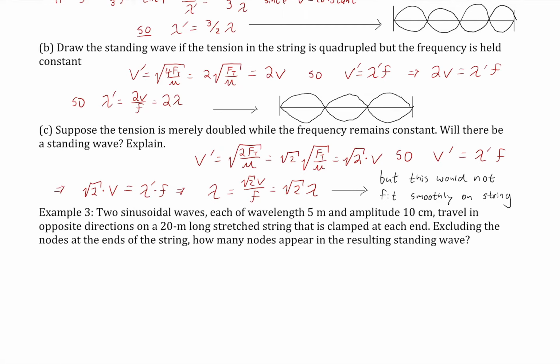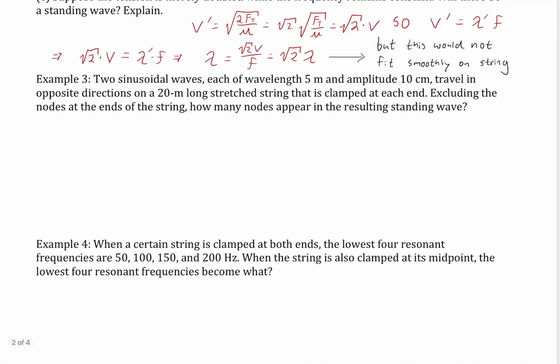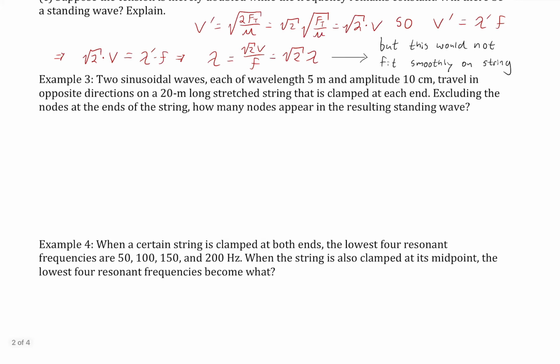Doesn't meet the criteria. Okay, all right, so let's look at another example. Two sinusoidal waves, each of wavelength 5 meters and amplitude 10 centimeters, travel in opposite directions on a 20-meter long stretched string that is clamped at each end. Excluding the nodes at the ends of the string, how many nodes appear in the resulting standing wave?